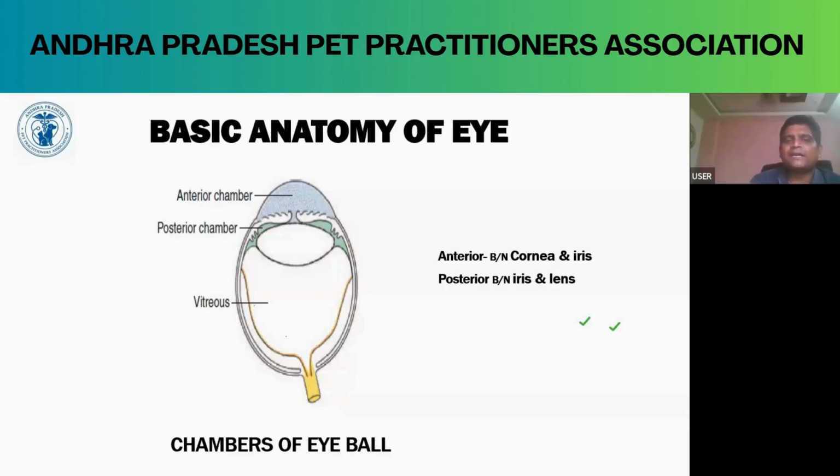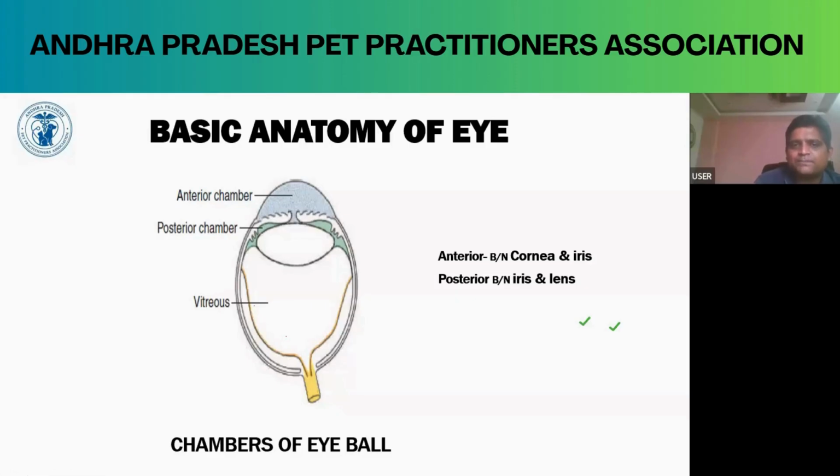The anterior chamber and the posterior chamber mainly contain fluid. Coming to what the anterior chamber is, it is nothing but the space between the cornea and the iris. The chamber present between the cornea and the iris is the anterior chamber. It is the second largest chamber of the eyeball.